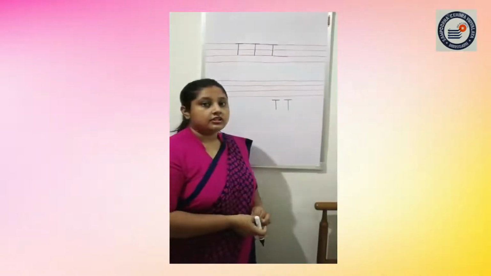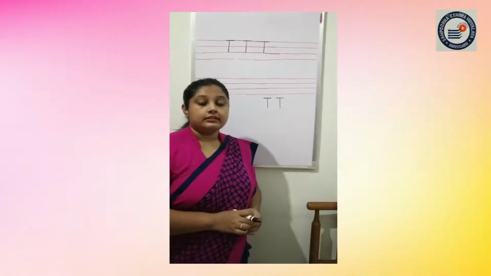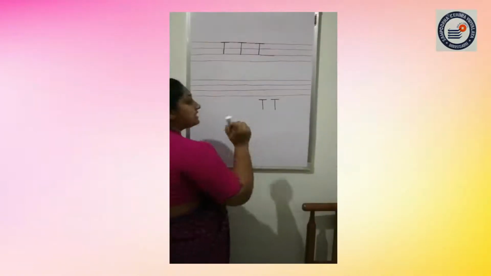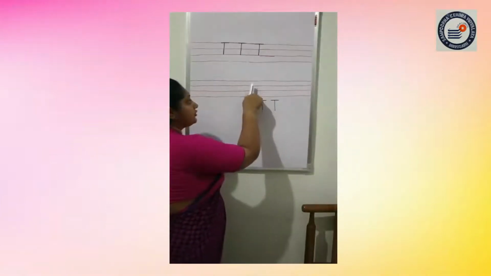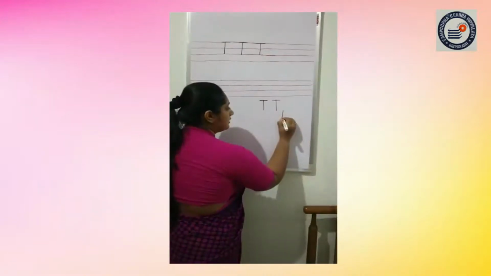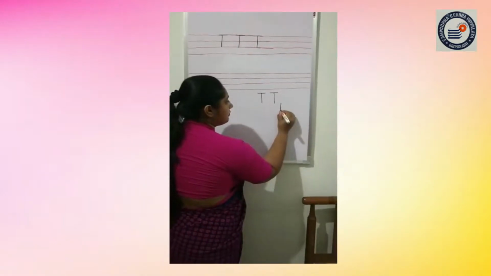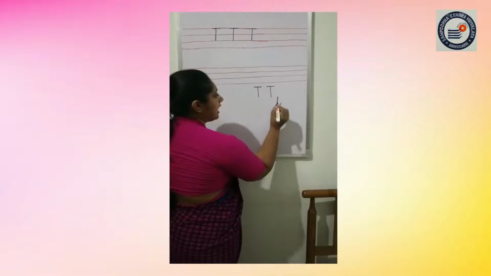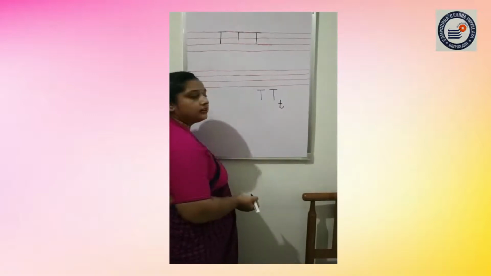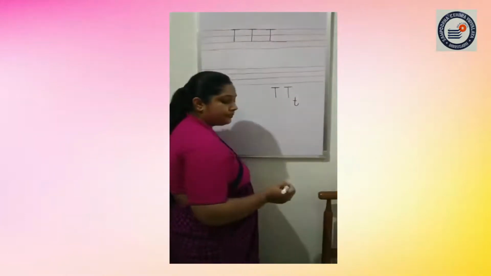Now I will show you how to write the small letter T. In the small letter T also, we will use the first three lines. Okay, children? First we will draw a standing line and a small curve, and in the middle of the standing line a small slipping line.